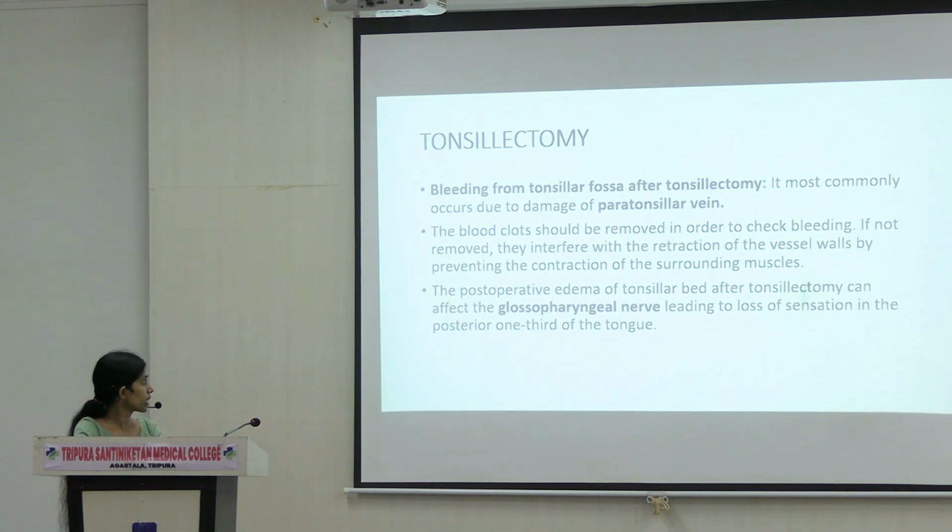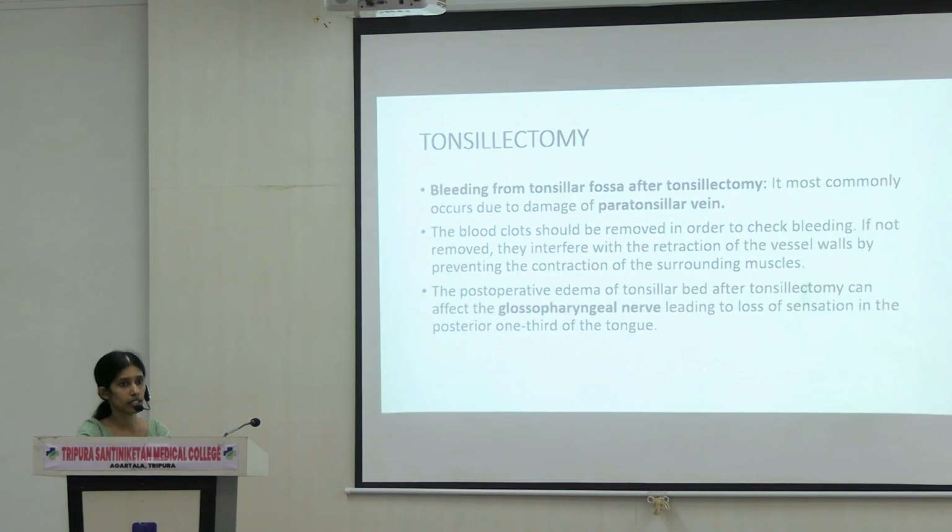The post-operative edema of the tonsillar bed after tonsillectomy can affect your glossopharyngeal nerve also, leading to loss of sensation in the posterior 1/3 of your tongue. So during the tonsillectomy procedure, you have to preserve your paratonsillar vein, glossopharyngeal nerve, and which artery? Take it as an assignment question: find out which artery should be preserved during the tonsillectomy procedure, okay.